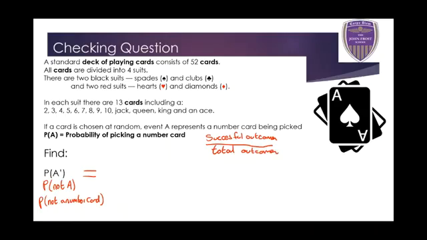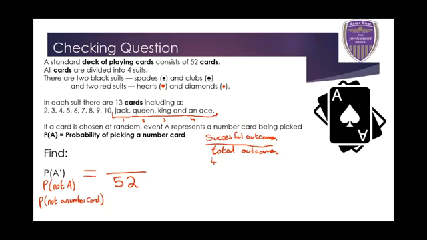So let's start at the top. How many total outcomes are there? In other words, how many cards are there? Well, there's 52 cards, so we could pick any of the 52 cards. How many successful outcomes are there? Remember, we're trying to find the probability of not A. So how many cards are not number cards? Well, we've got jack, queen, king, and an ace. We've got 4 cards that are not number cards.